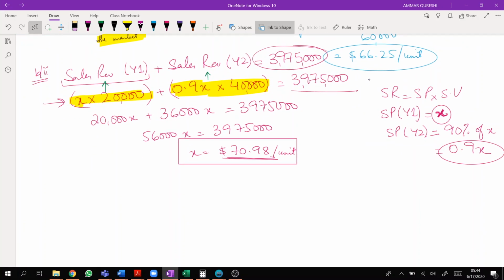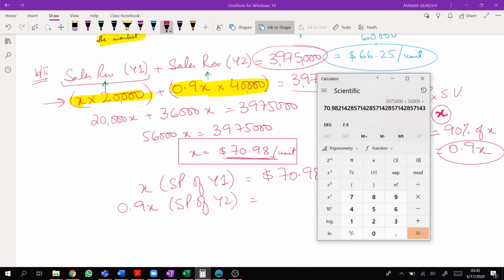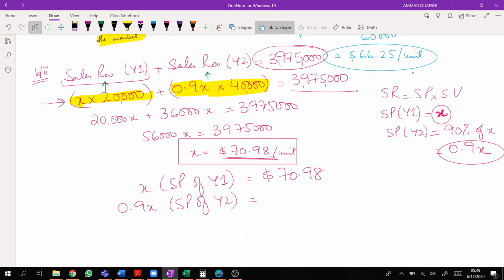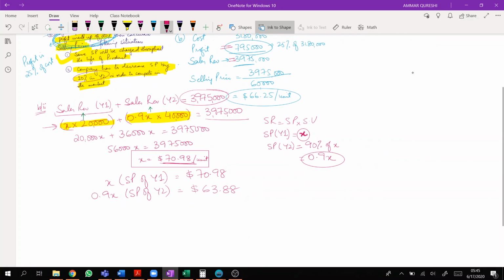So what is X representing? X is the selling price of year one, and that is 70.98. And what will be the selling price of year two? Selling price of year two will be 0.9X, so that will be equal to 70.98 times 0.9, 63.88, right? So this is basically how you can solve this question.